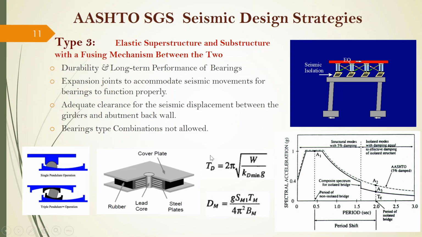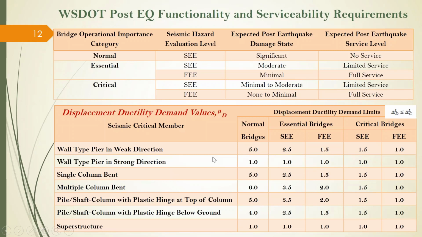So in Washington, we also have consideration for post-earthquake functionality and serviceability. That means after a major earthquake, we still have roads open for limited service or full service, depending on what level of ductility we are allowing and what level of functionality we are looking for. Is it limited service or full service, etc.